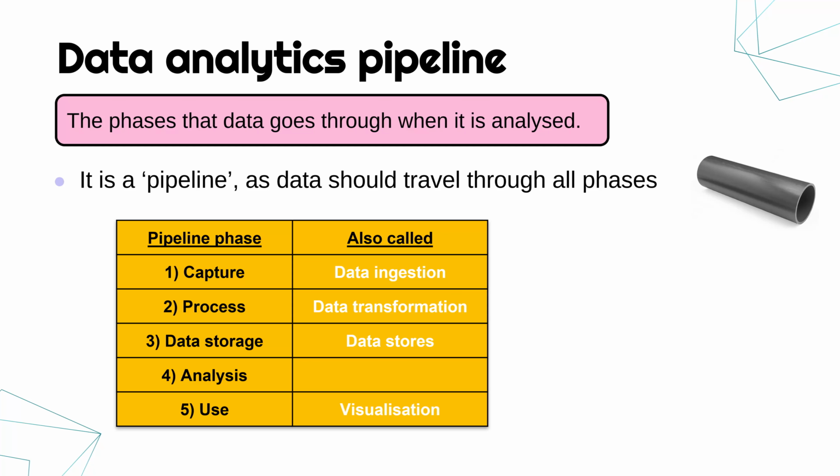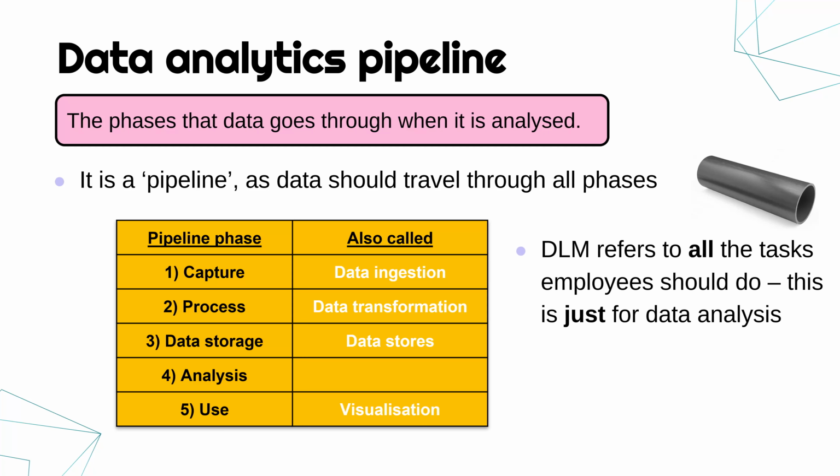And if this all looks and sounds quite familiar, it kind of is, because in the last video we talked about data lifecycle management, which also has got 5 phases to it. They are ultimately very similar. They aren't completely different concepts. However, essentially DLM is a little bit more broad. It refers to all of the different tasks employees should do as it relates to handling data, whereas this pipeline is just for data analysis. So it's a little bit more specific.